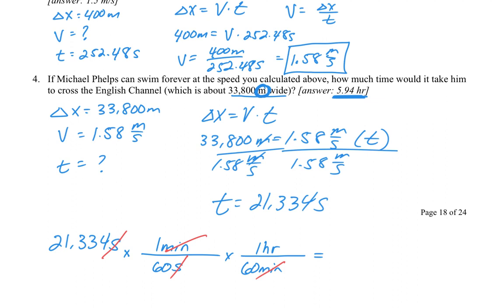So hopefully when you do that, you will see that your answer is about 5.9. I think I got 5.93. Whoever did the key got 5.94. That's okay. Hours. And that is how long it would take Michael Phelps to swim the English Channel. That seems like a really long time to swim, but I hope he has the best of luck if that's what he decides to do. Okay? So there is some conversion, our first conversion for today, but we're going to have more.